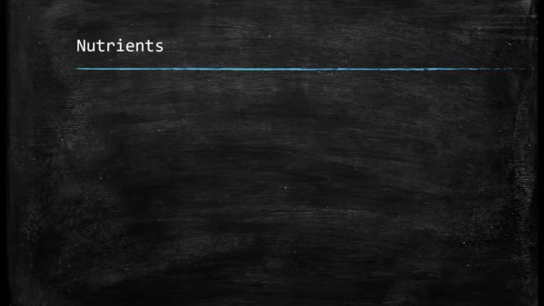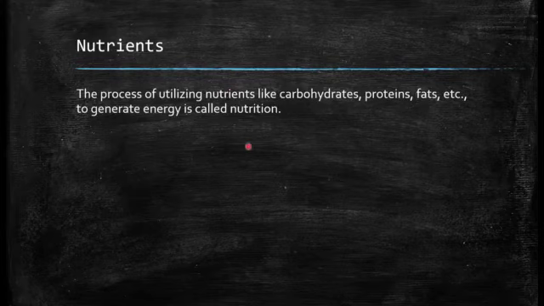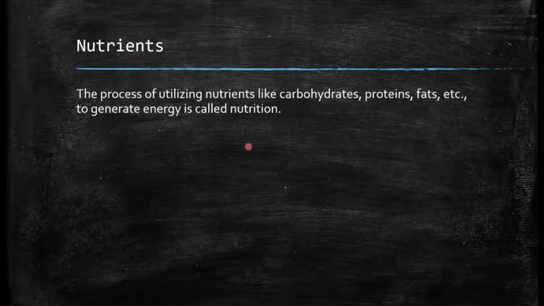Now let's move on to nutrients. So what are nutrients? The process of utilizing nutrients like carbohydrates, proteins, fats, etc. to generate energy is called nutrition. See, if we eat food and digest it and generate energy in our body, then it is known as nutrition. And this process utilizes nutrients like carbohydrates, proteins, fats and so on. There are so many like this.